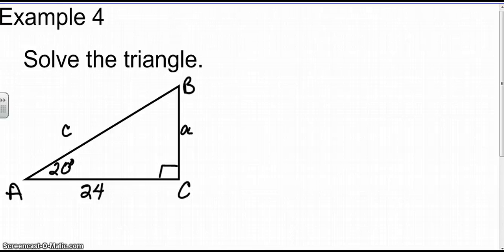Example 4 is a little bit different than the last couple of examples I did with the 30-60-90 and with the 45-45 because this isn't a special triangle. So what I'm going to do this time is use my ratios for my right triangles to find what A is, what C is, what angle B is. I'm going to start with the easiest thing I can find, and that would be angle B. Angle B would have to be equal to 90 minus 20 degrees.